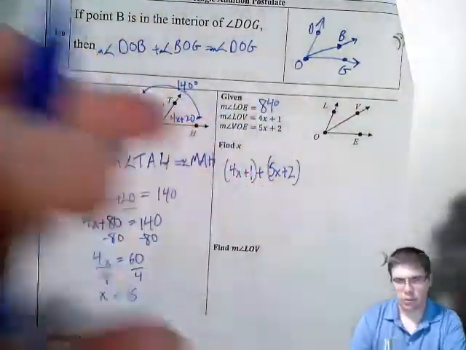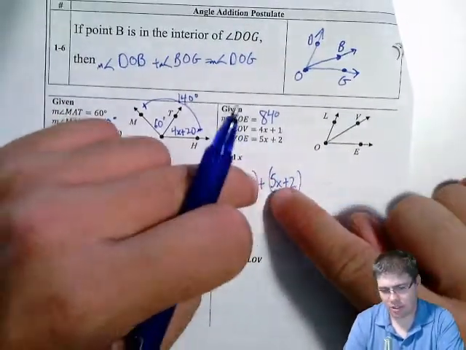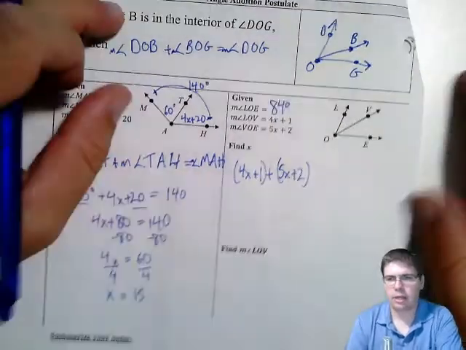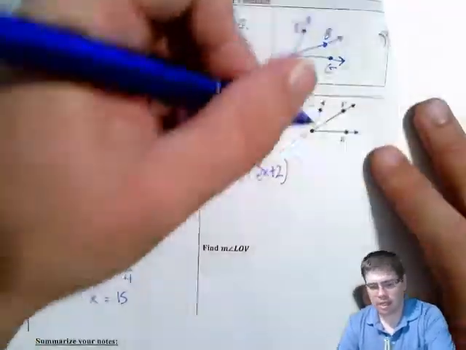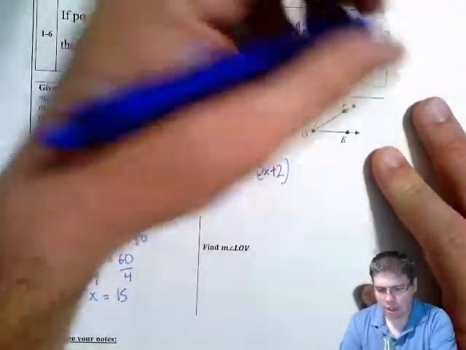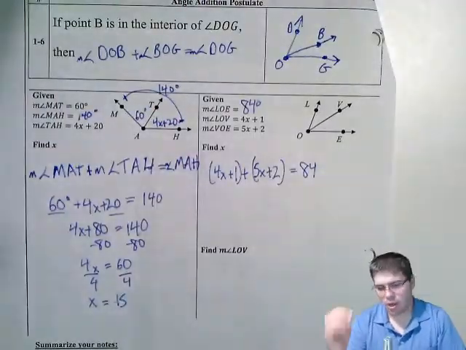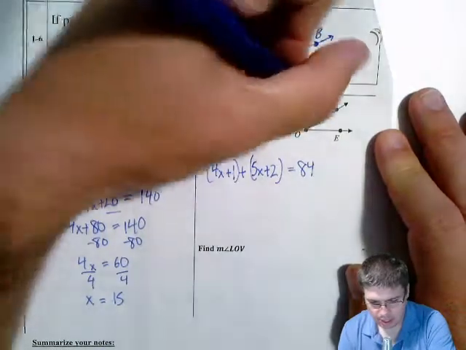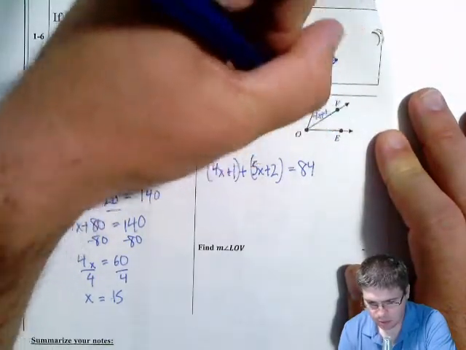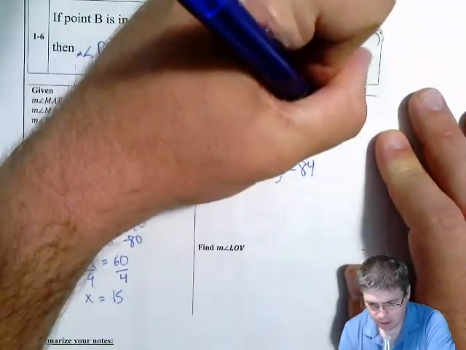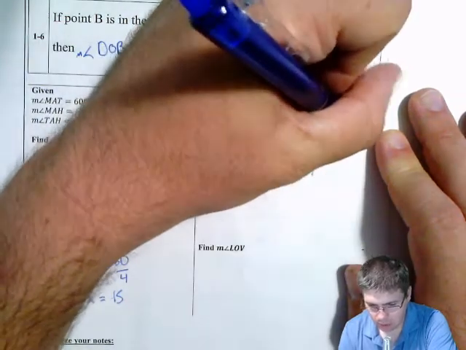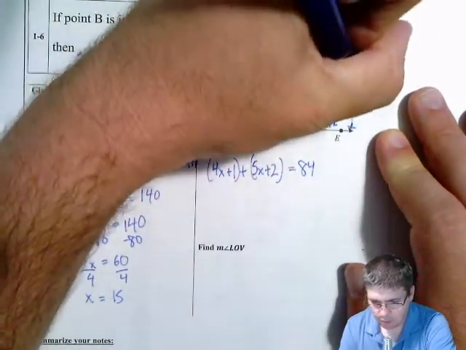Parentheses exist to affect order of operations, and they have no effect here. Since this is all addition, the order of operations doesn't matter. We can add in any order we want. But we know that in the end, this whole thing is equal to LOE, which is 84 degrees. If I wanted to label these on here, LOV is 4x plus 1 plus this 5x plus 2 equals the whole angle of 84.